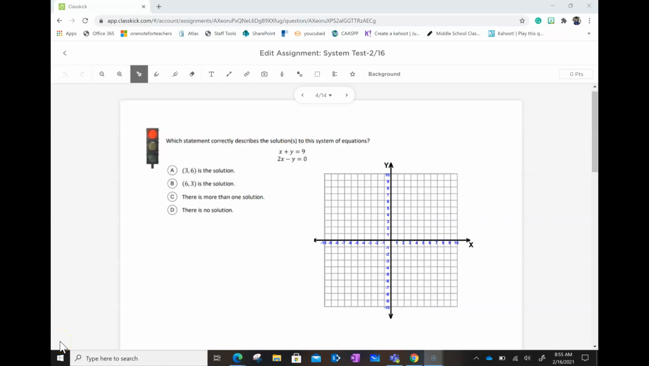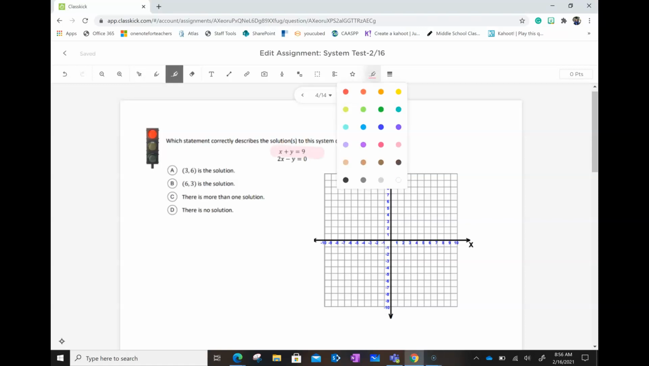You will reach a question that will ask you which statement correctly describes the solutions to this system of equations. And you have quite a few ways to do this. One is if you know how to look at your equations and go, hey, I could tell by this and this based on your slope.